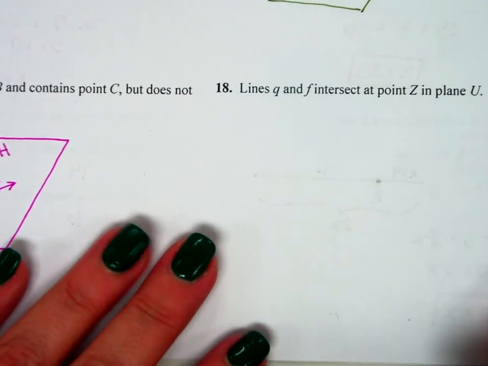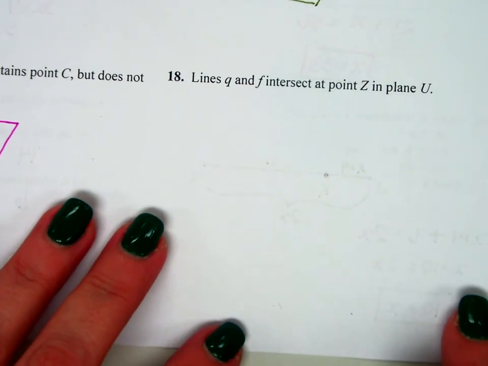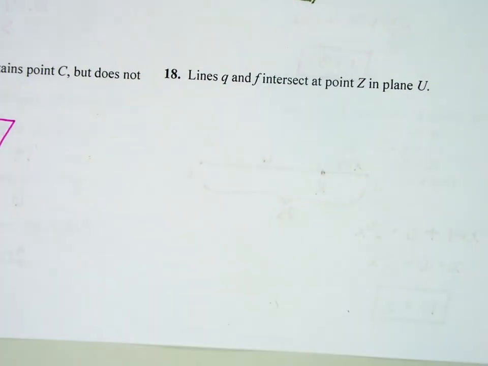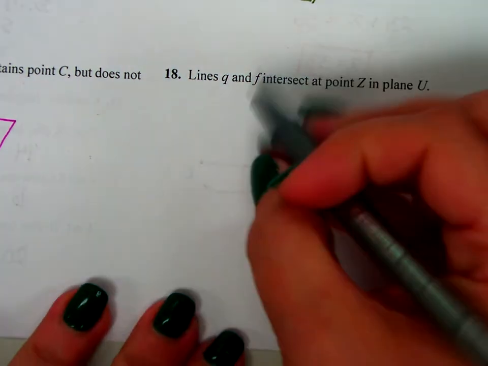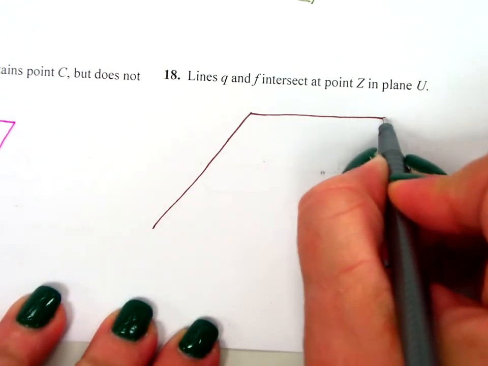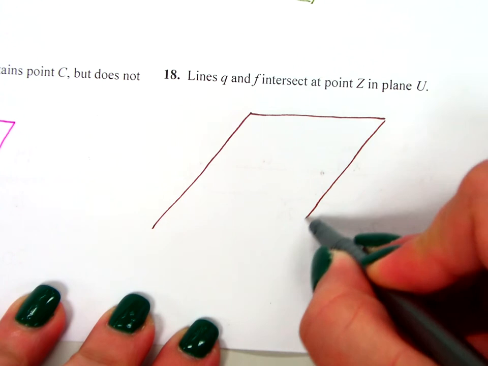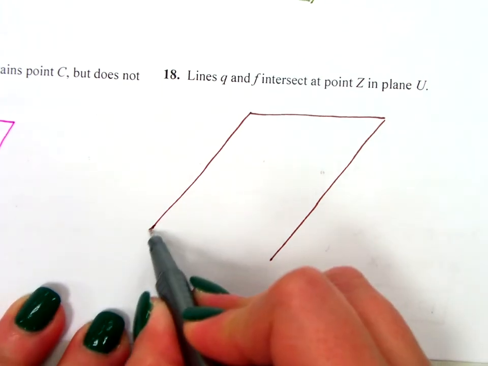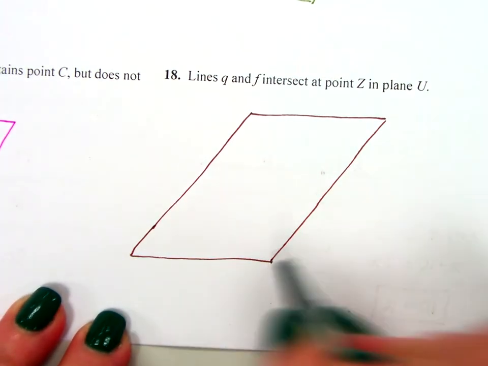And last but not least, number 18. Lines Q and F intersect at point Z in plane U. What do you think I should do first? The plane. I think the plane is easy to do. I know I'm going to be having two lines in it, so I'm going to make a nice big plane because I got room for it, so why not?